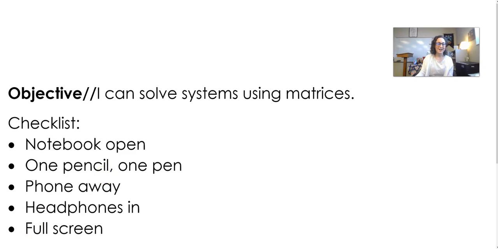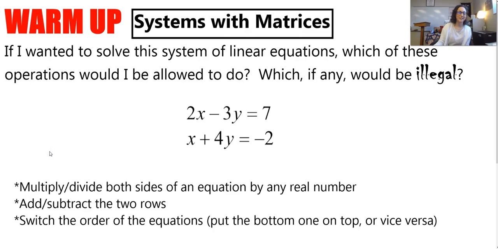So I've got the checklist on the screen. You know what to do from here. All right, you do not need to do anything yet, but as a warm-up, if I wanted to solve this system of linear equations, which of these operations down here, if any, would I be allowed to do, and which, if any, would be illegal? Pause on the screen, read through my three options here, and decide which are allowed and which are not.